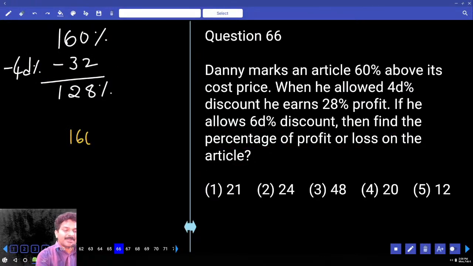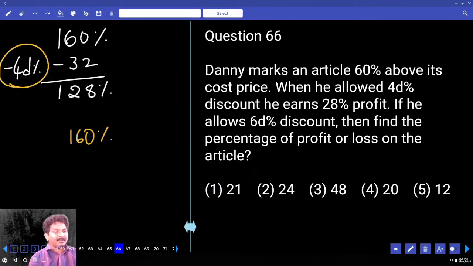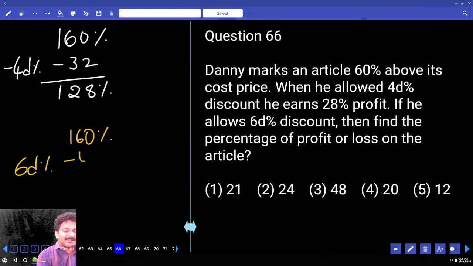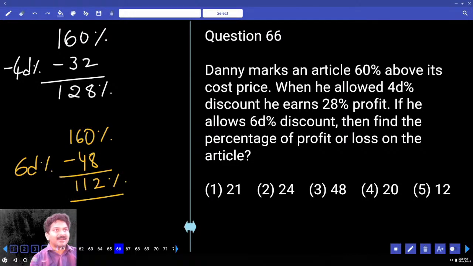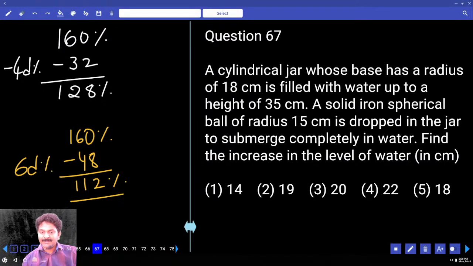So now market price is same, but instead of 4D he is giving 6D now. For how many times is 32? That means 6D percentage is equal to 6 into 8, 48. Then it becomes selling price 112. If the selling price is 112, how much profit is made? 12%.